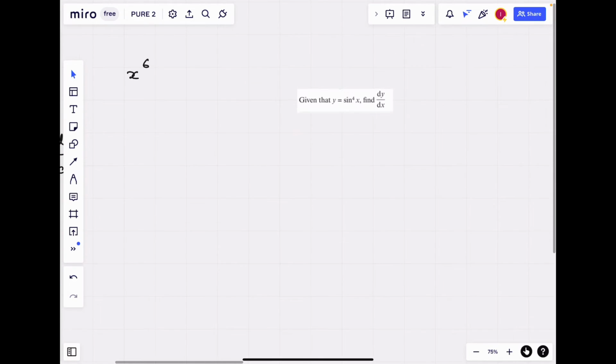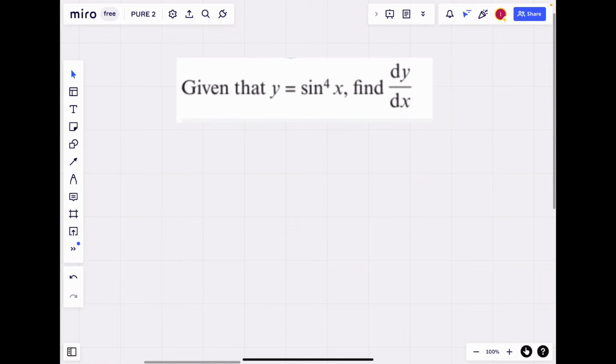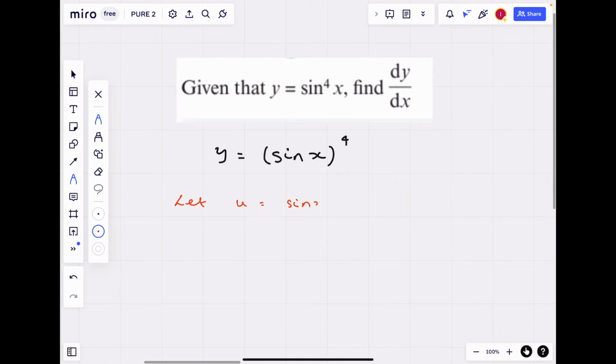Let's say you have a slightly different scenario. Let's say you have something like this. Let's make it a bit bigger. So now you have sine to the power of 4. When you have something like this, you are going to rewrite your function. You're going to write it as (sine x) all to the power of 4. And now you can use the chain rule. You're going to let u equal sine x, which means y equals u to the power of 4. Can you try and finish this off for me, please?